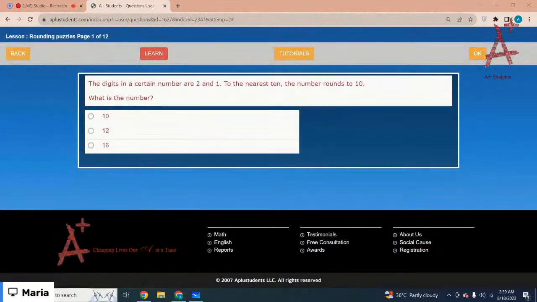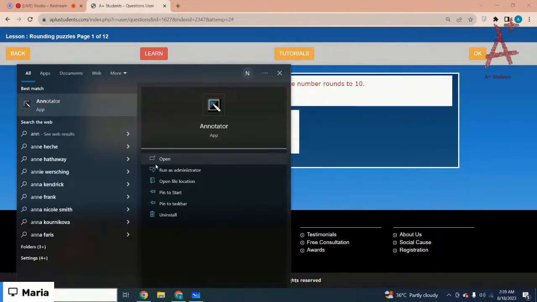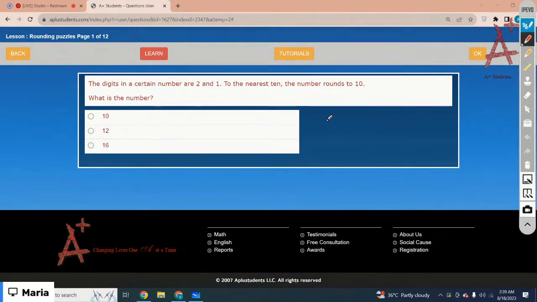So you can make two numbers from these two digits, right? Which two? 12 and 21. So basically you have to see out of these two numbers which number is rounded to 10. So which is the correct option? Which number is rounded to 10? It would be 12. When you round off 12, it would be rounded to 10. So the correct option is 12, right?